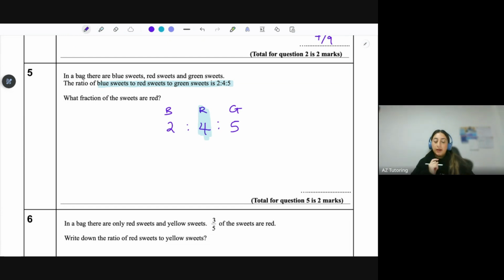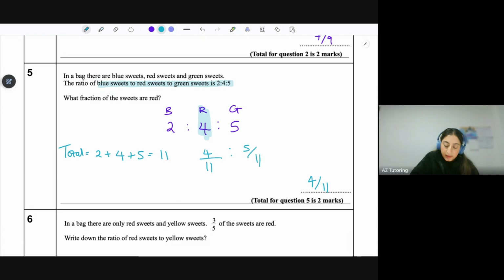So first of all, again, writing fractions, you need to work out the total. Total is going to be 2 plus 4 plus 5. 2 plus 4 plus 5 is 9, 10, 11. So we've got 11 in total. That's the total amount of the ratio. And then the red is just going to be 4 divided by the 11. The green is going to be 5 divided by the 11, and the blue is going to be 2 divided by the 11.